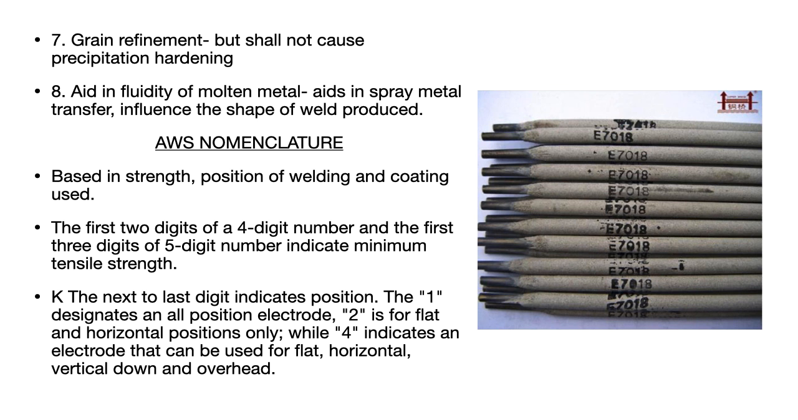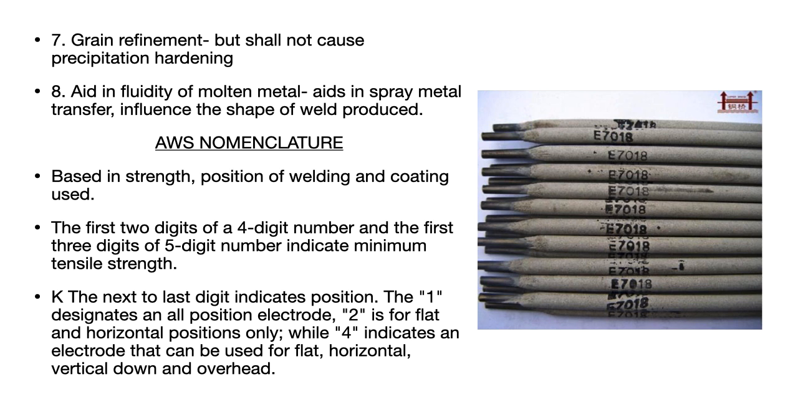As I have told before, these consumable electrodes will have a peculiar nomenclature. These nomenclatures are basically based on the strength of the weld metal which is produced, the position in which the welding can be performed, and most importantly, based on the type of coating which is applied onto the electrode.